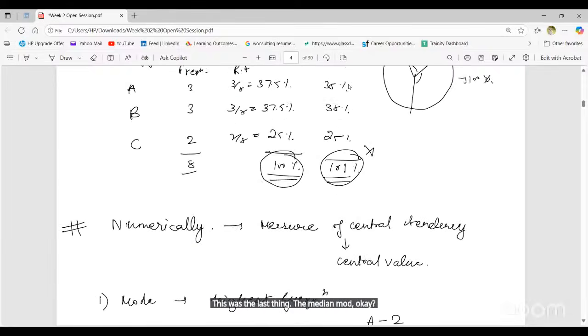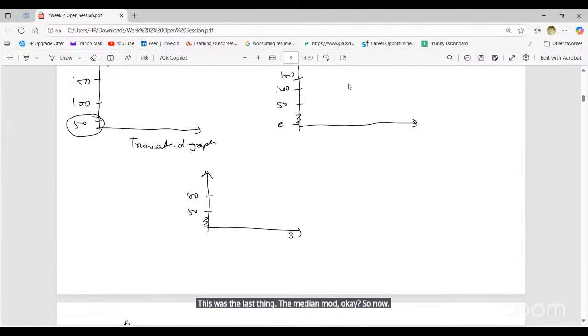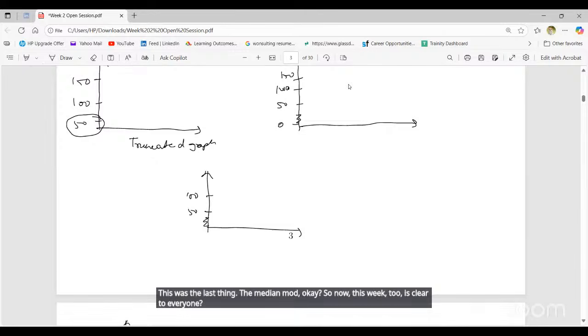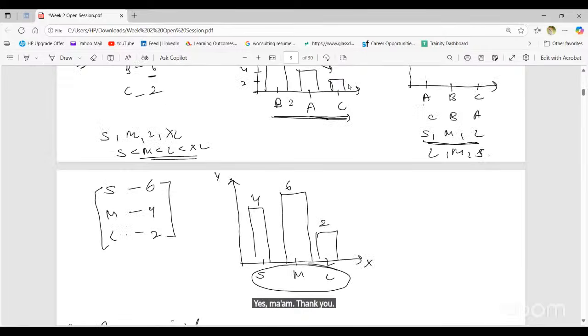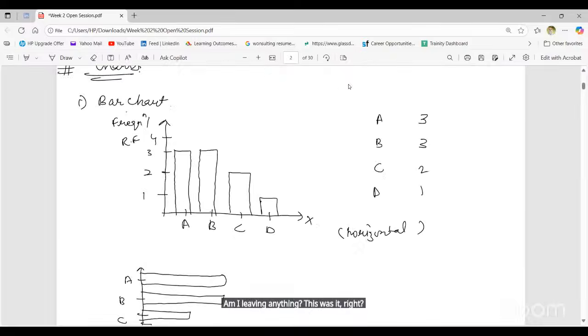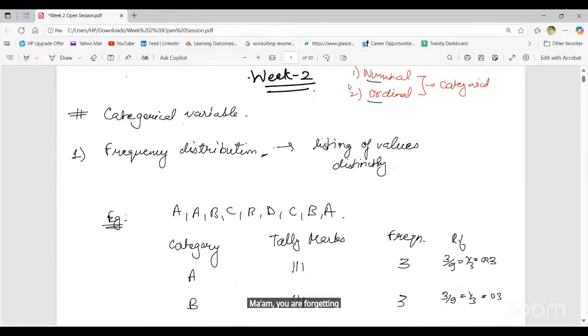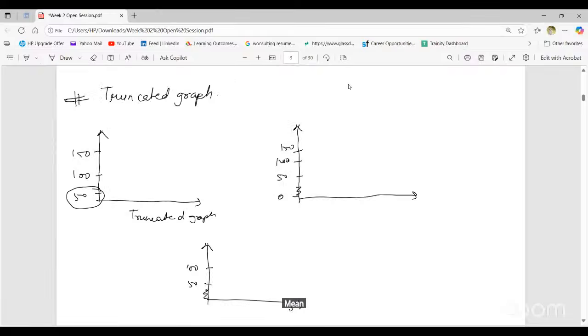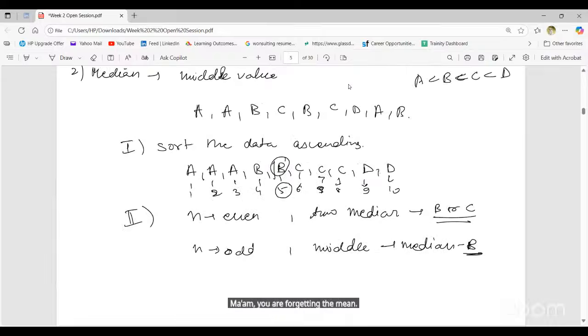So now this week 2 is clear to everyone. Yes, ma'am. Am I leaving anything? This was it, right? Ma'am, are we forgetting the mean? The mean is not there for categorical data. Okay. One more thing, I'm going to ask you one question.